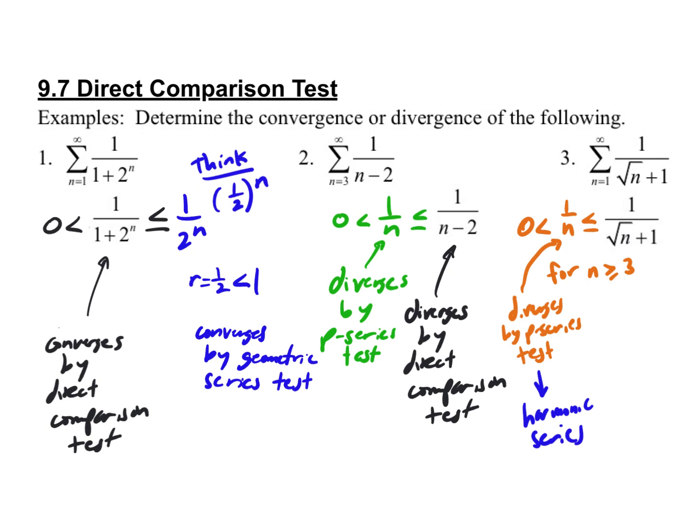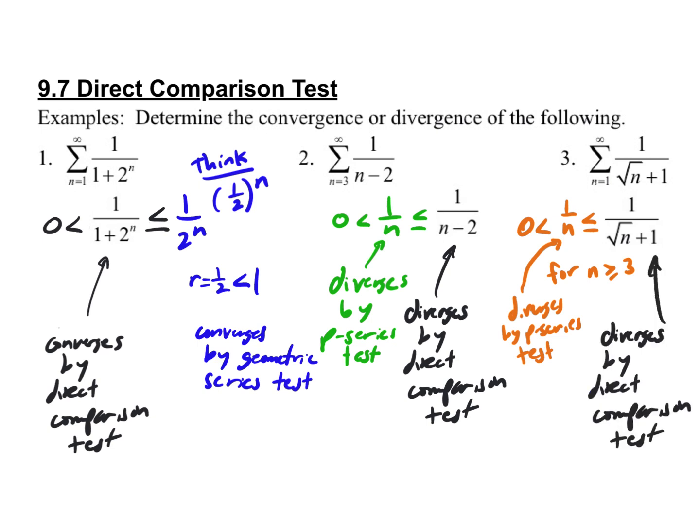Like now. Copy. Direct comparison test. Go back to that. This program just likes to auto-save. Paste. Okay. So that's kind of how the direct comparison test works.